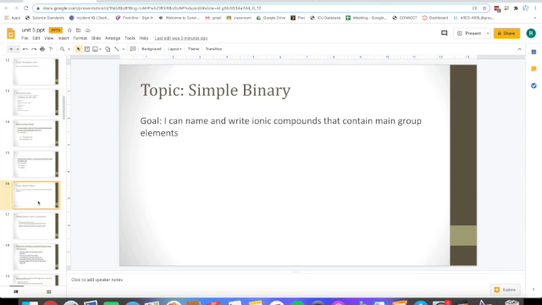So in this video, we're going to go over simple binary. Your topic is simple binary. Your goal is: I can write and name, or I can name and write, ionic compounds that contain main group elements. So far we've just talked about single elements. Now we're going to start getting into compounds, which, if you remember, have more than one element in them.